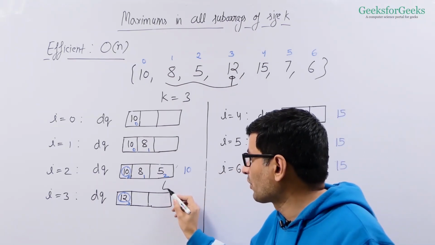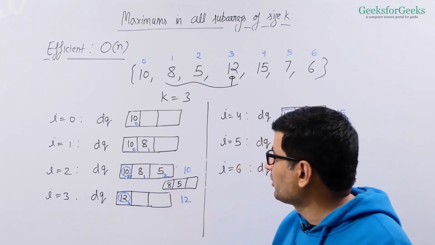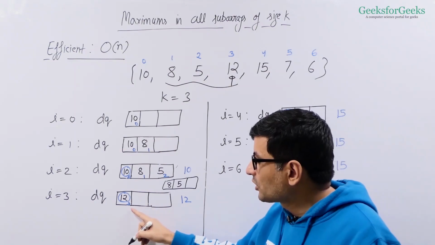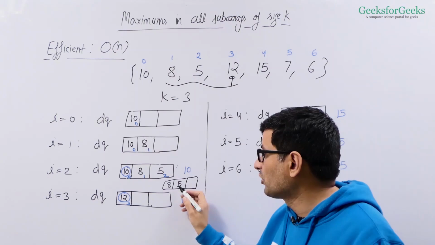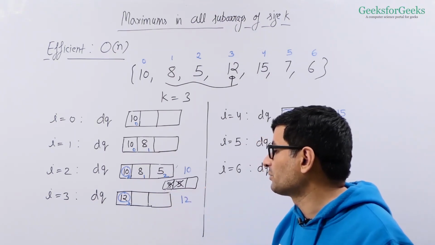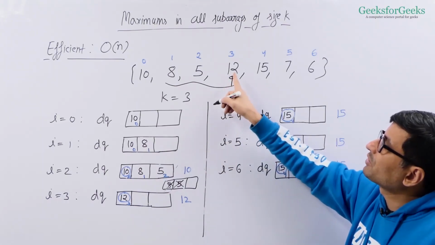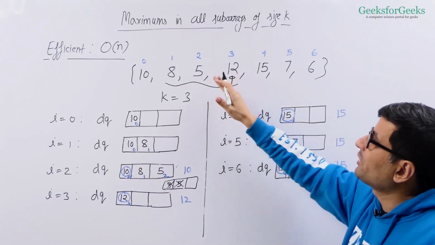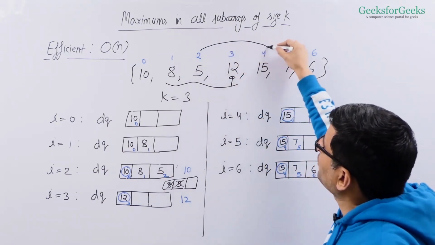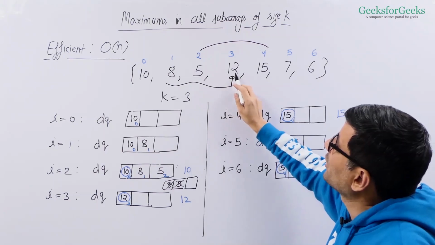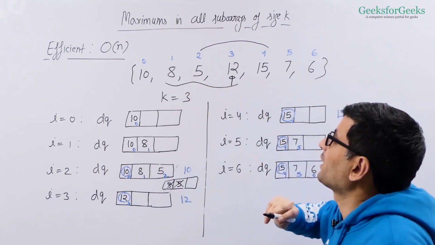So now your window, or your DQ, is going to have 8, 5. Now you try to insert 12, and when you try to insert 12, you see that both of these elements are smaller than 12. So you are going to remove these from the DQ because they are also useless. Why are they useless? Because we have seen a greater element. For the current window, 12 is going to be the largest element. Even for the subsequent windows, they are going to be useless because 12 is going to be part of all the subsequent windows where 8 and 5 are parts of, right?